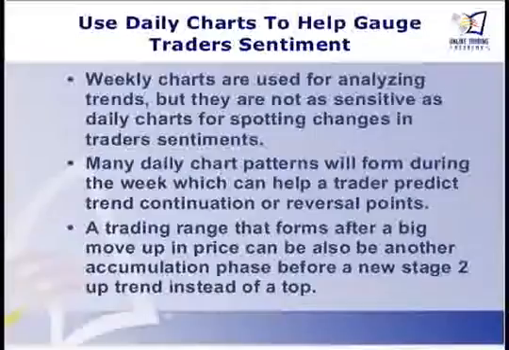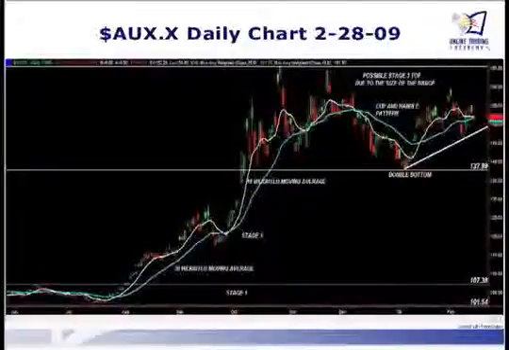So a trading range that forms after a big move up in price can also be a higher accumulation phase if we break out to the top of the range and we make new highs. So we don't want to limit the possibility that this thing is going to head lower. And in this case, inside the daily Aussie chart, the dollar versus the Aussie was actually making what we call a cup and handle pattern.